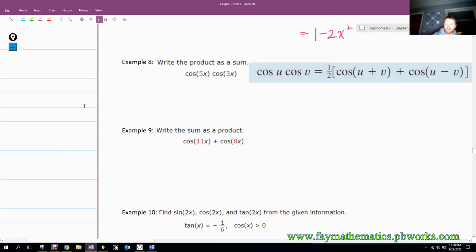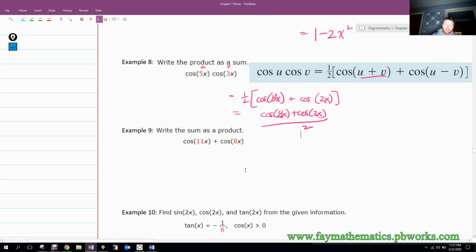And if you can think about it, this here would be my u, and that would be my v that is showing up in the formula. So I'm going to go 1/2 cosine of now 8x. So you add the u and the v, so add 5x and 3x. Plus then cosine of, you subtract them, and it'll be 2x. So I get cosine of 8x plus cosine of 2x all over 2. That's all you're looking for there.